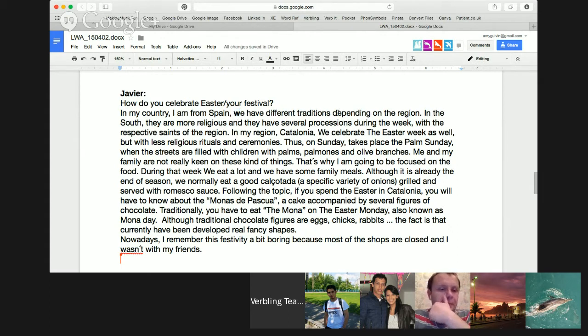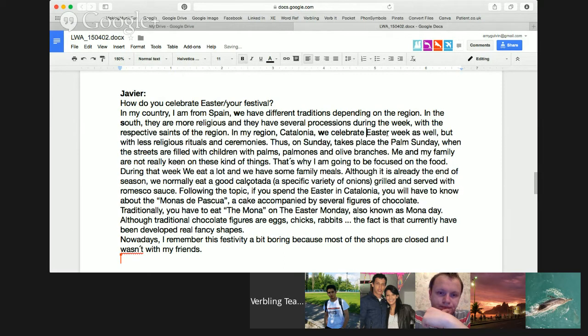So we have different traditions depending on the region. In the south, we don't need a capital for south because it's not actually a place name unless it's part of the name of something like, I don't know, South Carolina. Yeah, exactly. They are more religious and they have several processions during the week with the respective saints of the region. Beautiful sentence. In my region, Catalonia, we celebrate the Easter week as well. You don't really need a capital for the Easter week, probably is enough. Let's get rid of that. Easter week as well, but with less religious rituals and ceremonies.